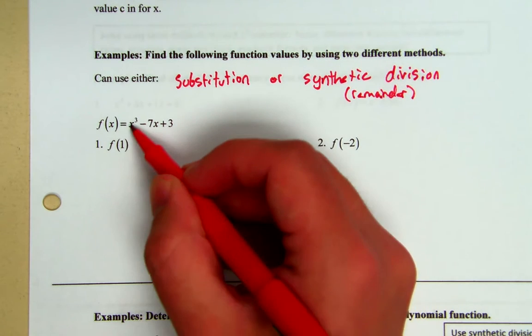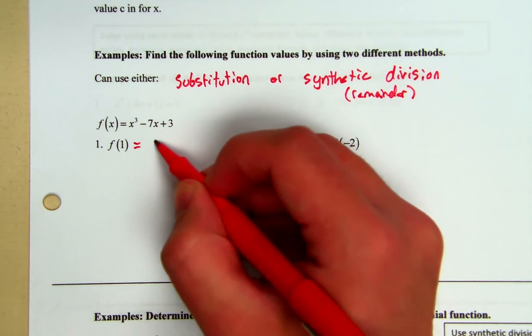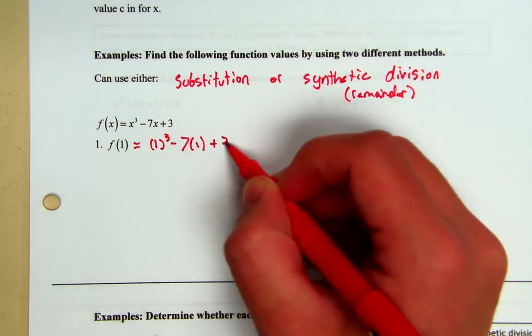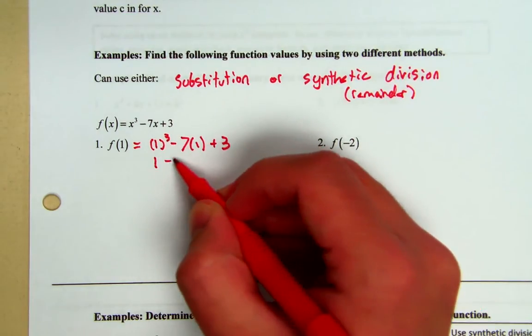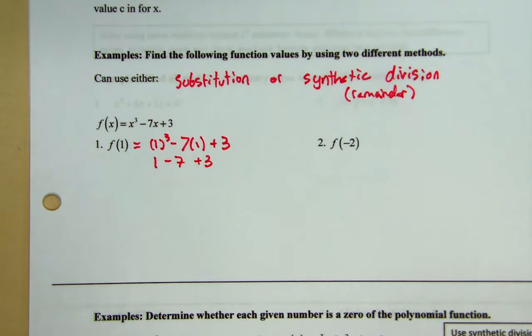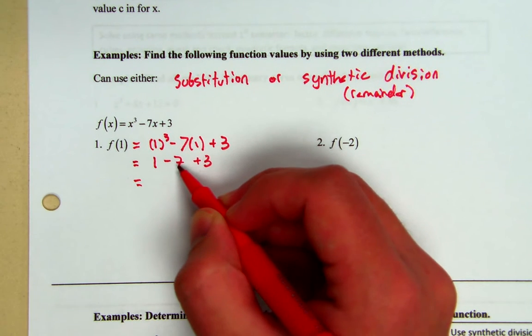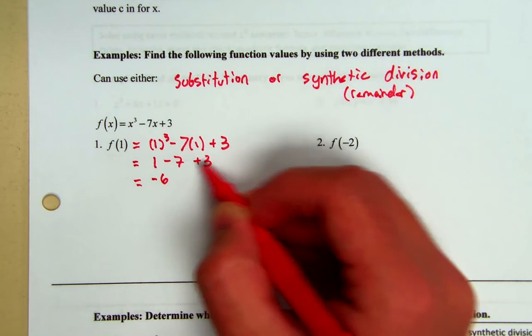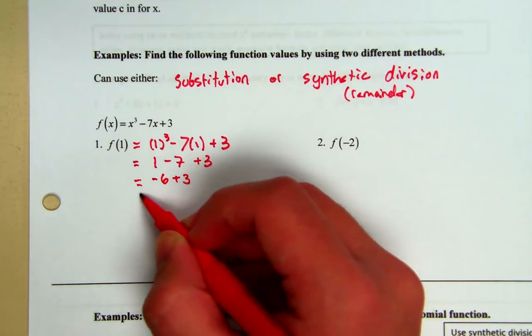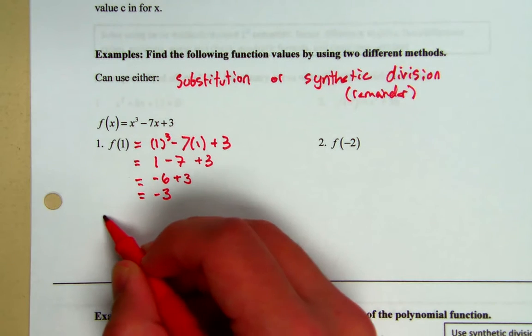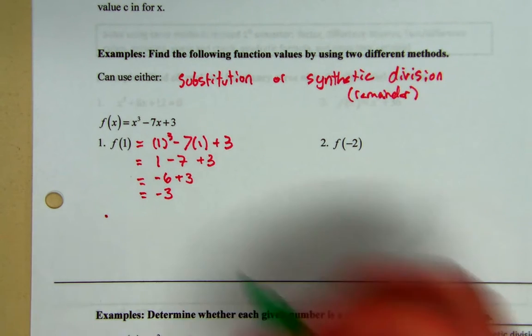So f of 1, that just means plug it in. 1 cubed minus 7 times 1 plus 3. Well, that's 1 minus 7 plus 3. So 1 minus 7 is negative 6, and then I'm still adding 3, so it equals negative 3. So that's one way. The second way is, take 1 and let's synthetically divide. So that was route 1.